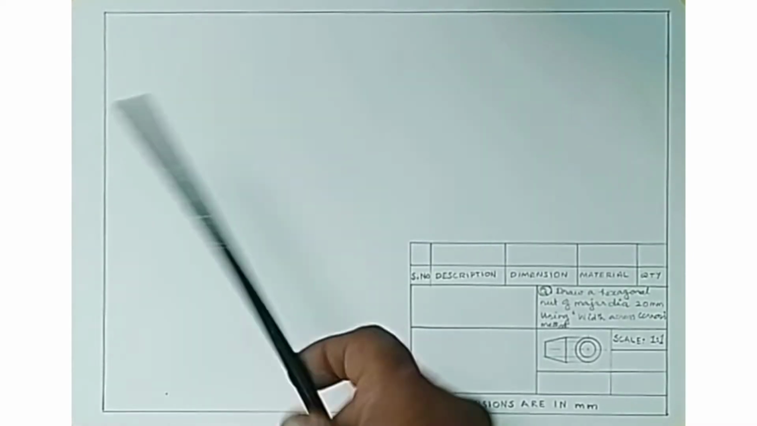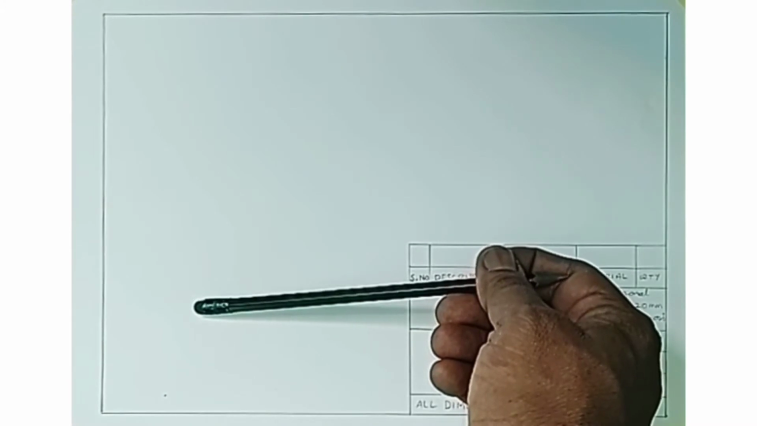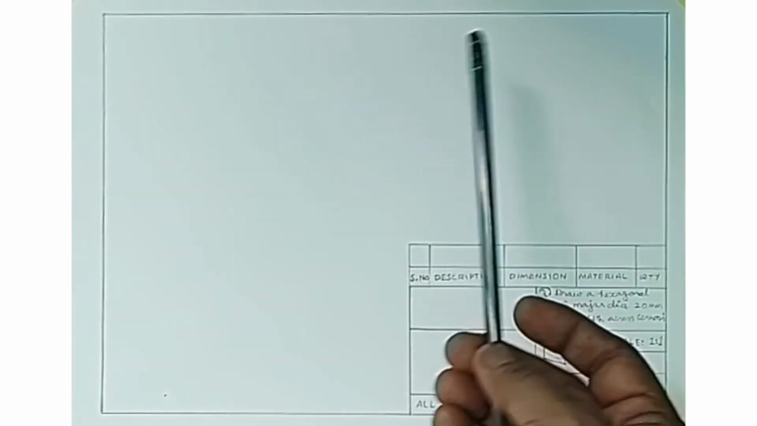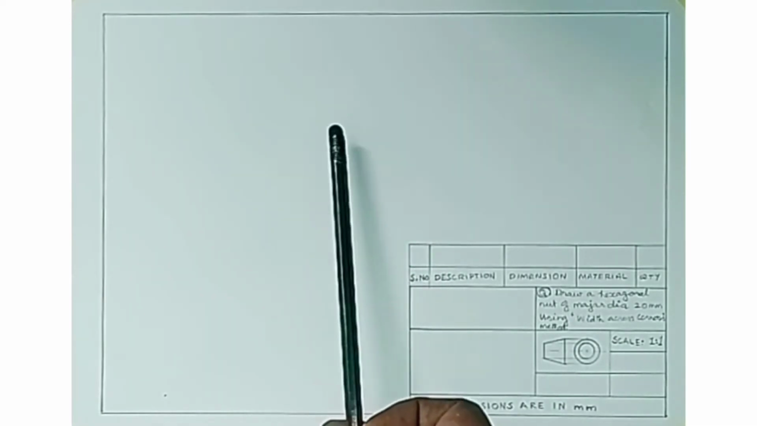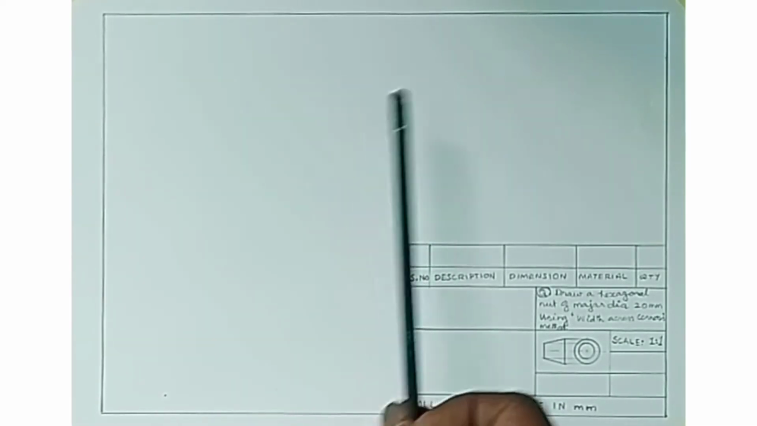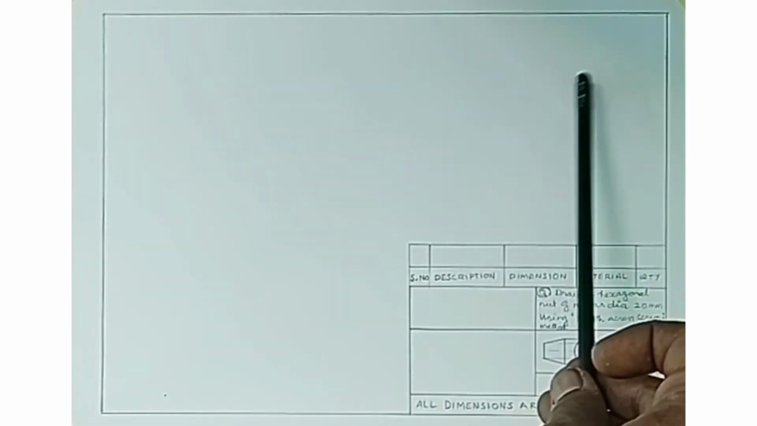And here I can draw the front view of the nut. In this space I can draw the plan, means top view of the nut. And this space I can utilize for the left hand side view, which falls on the right side. Then this space I can use to write the nomenclature of the nut.